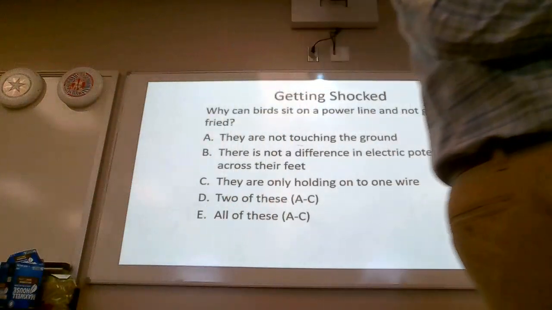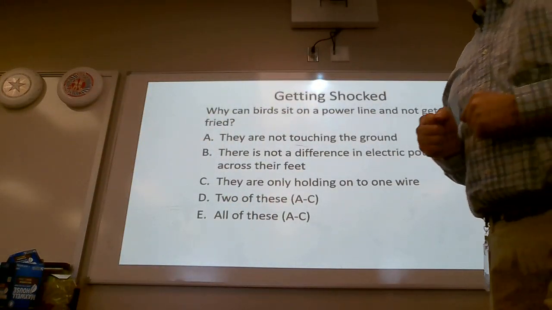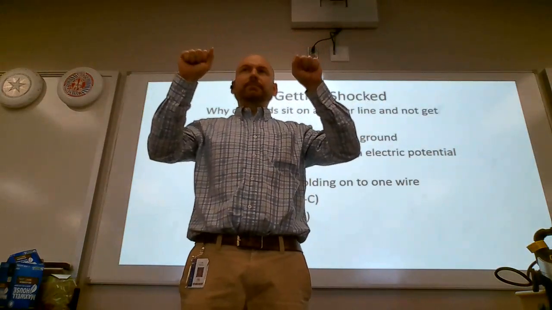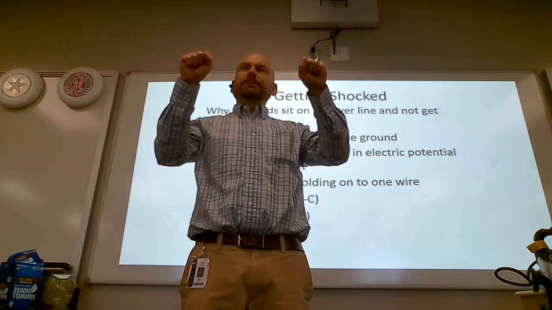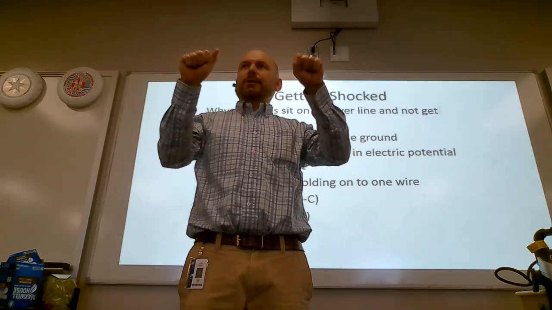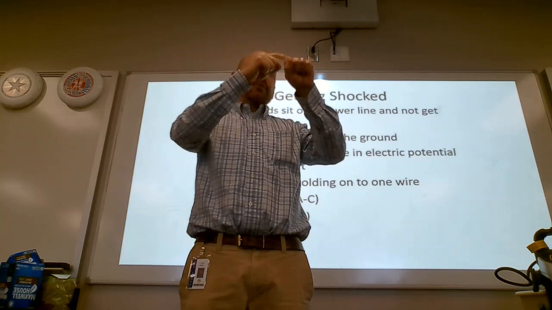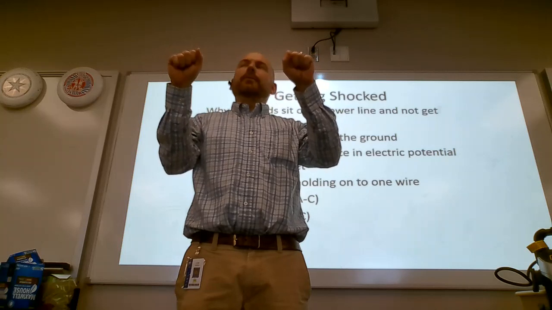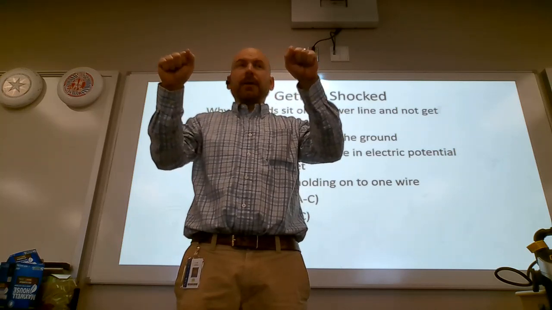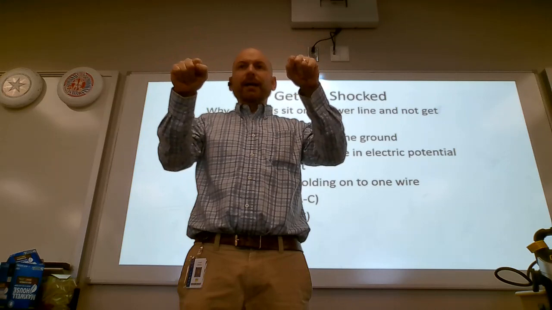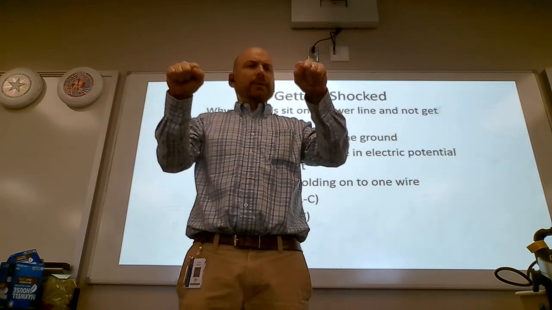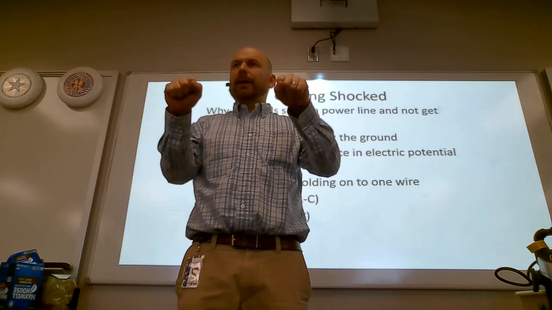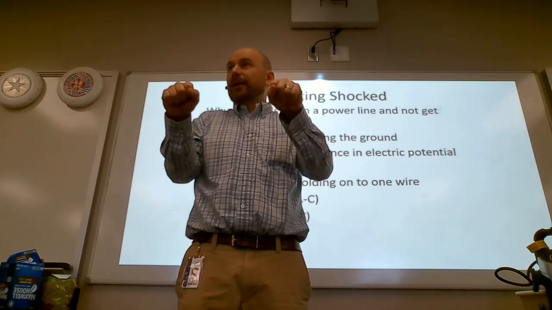At the end of the day, here's what determines if the bird lives or dies: if there's an electric potential difference from one foot to the next. If there's no difference, there's no motivation for the electrons to go from one foot through the bird's body into the next. So the correct answer for this is E, all of them. When they grab onto one wire, the electrons are like, why would I want to go through the bird's body to get to this foot when I could just go through the wire? So one single wire, you're fine.